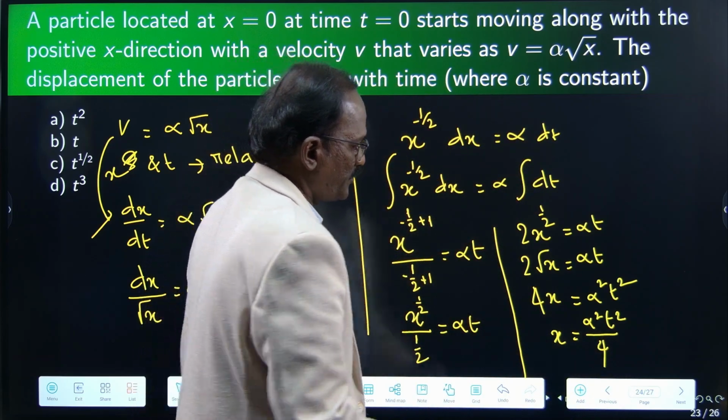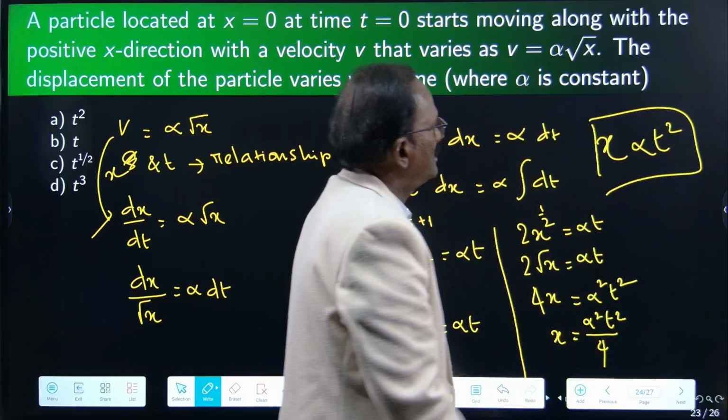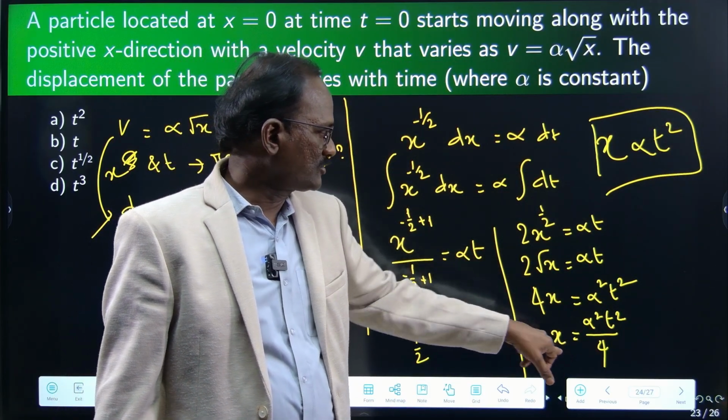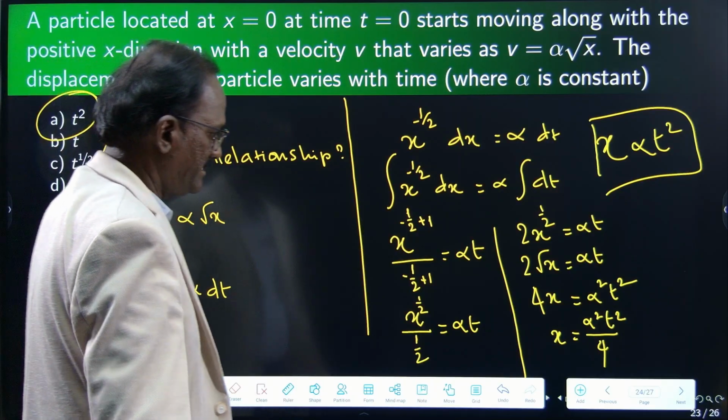Then x is proportional to t square only. Since alpha is constant, 4 is also constant. X is proportional to t square only. T square, option A.